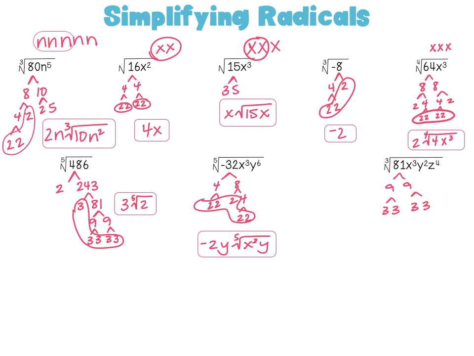Now, once that is done, I look at my index. I need three of the same number. That number goes on the outside, meanwhile the other three left over goes on the inside. Now I can deal with my letters.